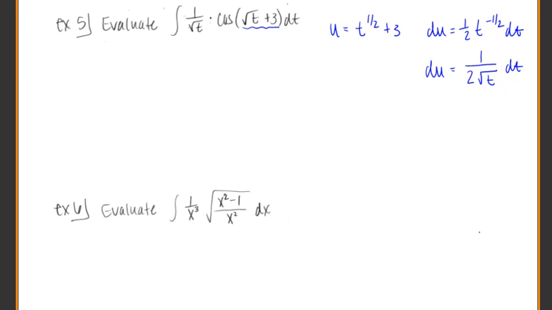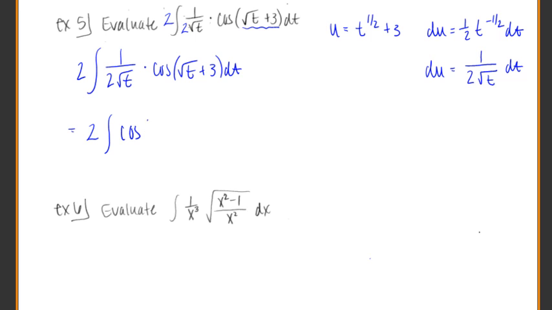Alright, so let's go to our main function and see what we've got. I've got the 1 over the square root of t. I would just need to put a 2 there and counterbalance that with the 2 out front. And then I just have cosine of, looks like u. So we can write this as 2 times the integral of 1/2 square root of t times the cosine of the square root of t plus 3 dt. Actually doing the substitution would be 2 times the integral of cosine of u, and then this 1 over 2 square root of t times dt is du.